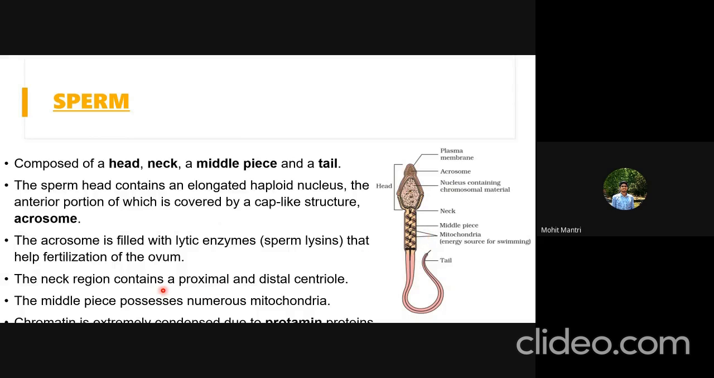And the chromatin in this sperm is highly condensed, even more condensed than the normal cell because of a protein which is known as protamine. So normal condensation of the chromatin takes place because of histone protein, and sperm contains protamine protein, which can further condense the chromatin into a smaller compact region.